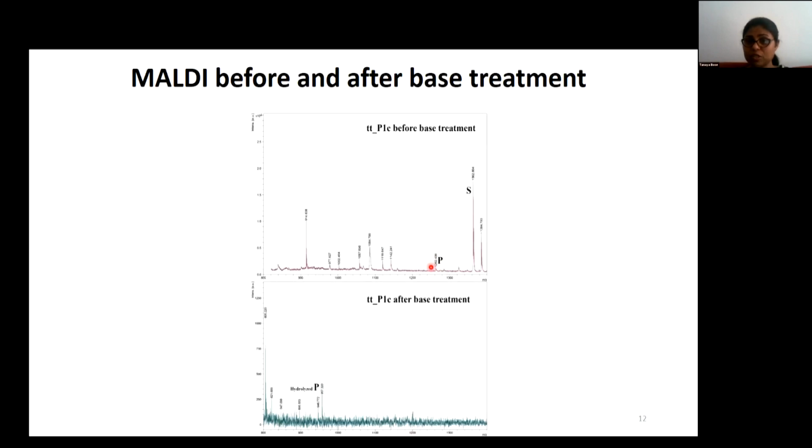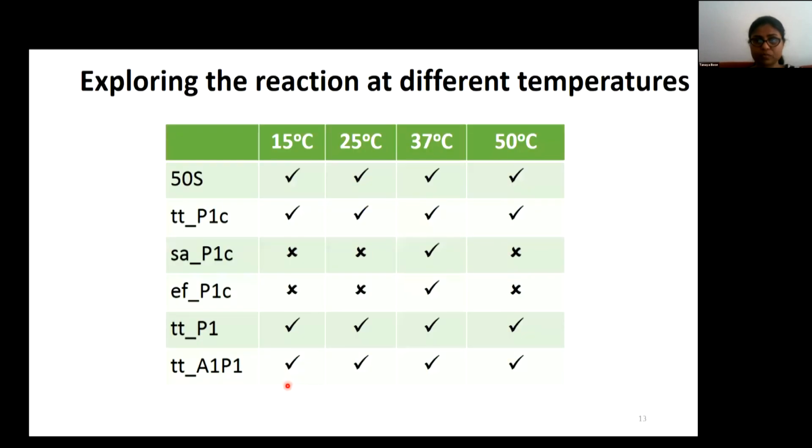A peak corresponding to the product was observed at 1262, but after base treatment, a hydrolyzed product, as we had assumed, was observed. So this clearly confirmed that the product that we have obtained is not just an artifact, it is rather a peptide bond formed.